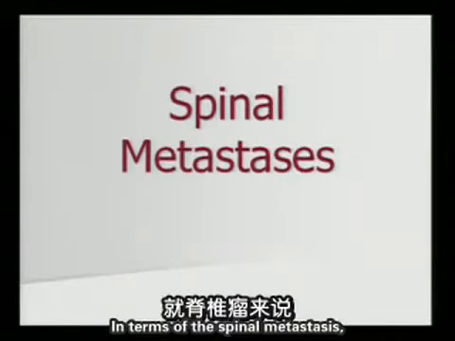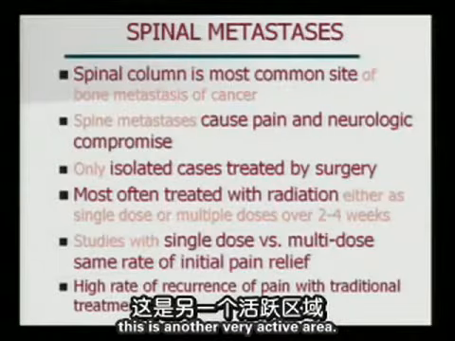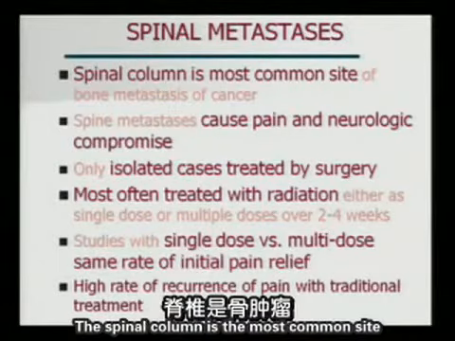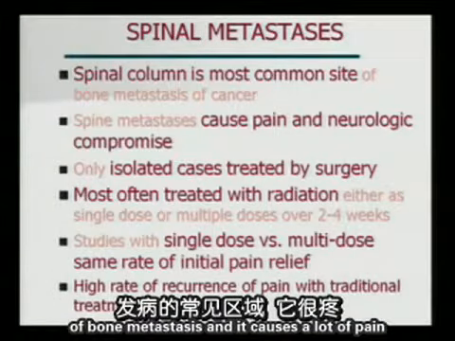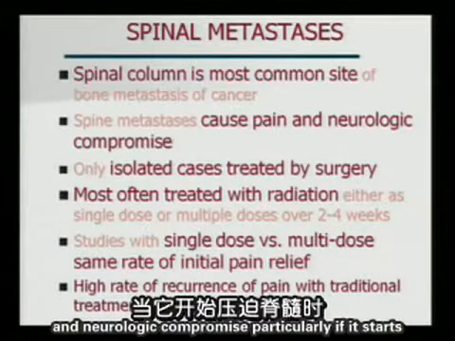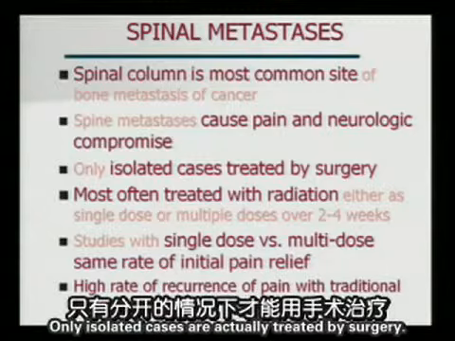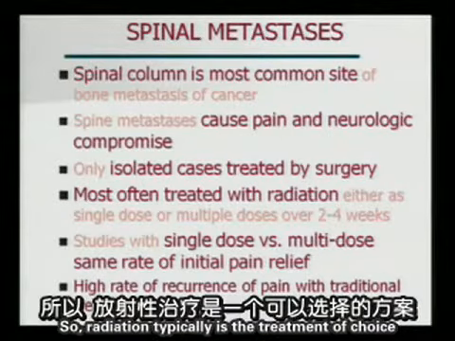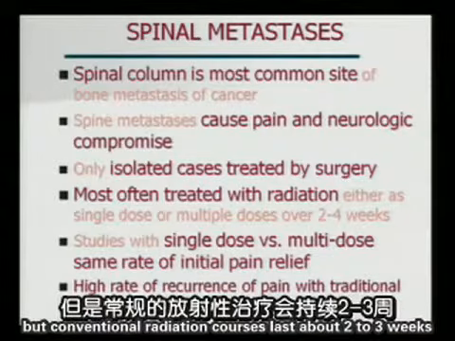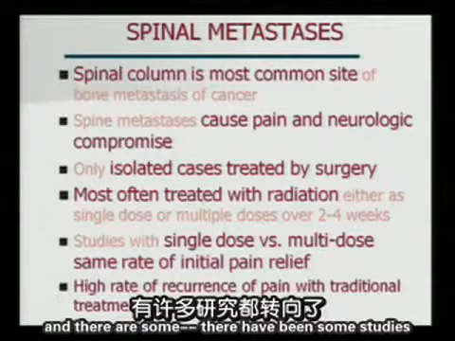In terms of the spinal metastases, this is another very active area. The spinal column is the most common site of bone metastases, and it causes a lot of pain and neurologic compromise, particularly if it starts to press onto the actual spinal cord. Only isolated cases are actually treated by surgery, so radiation typically is the treatment of choice, but conventional radiation courses last about 2 to 3 weeks.